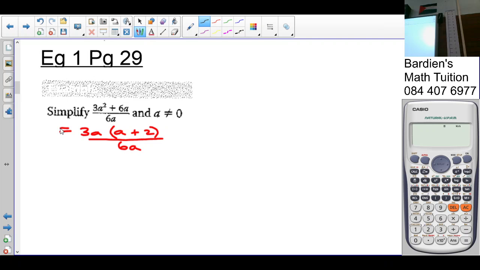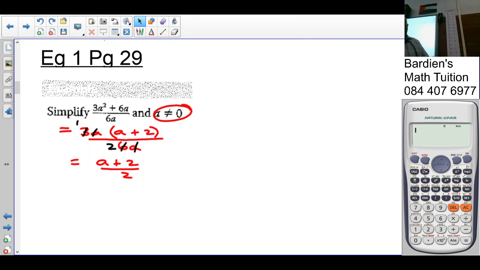So what do we notice now? We can cancel, yes, not so? A cancels A, 3 going into 3 once, 3 going into 6 twice. So the answer is going to be A plus 2 over 2. Again, why is A not equal to 0? Because the sum will then come to be something over 0, which is undefined. Does it make sense? Any number over 0, including 0 over 0, is undefined. Are you all okay with that? So what we do first is look for a common factor so that we can factorize.